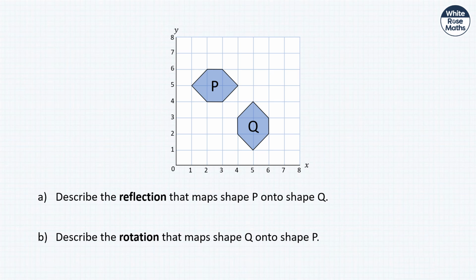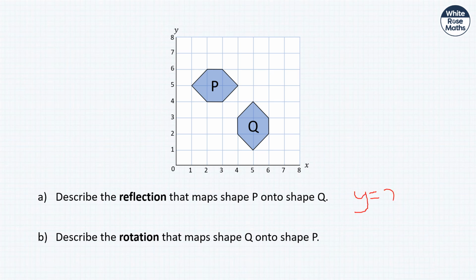Describe the reflection that maps shape P onto shape Q. Okay, this one here is a bit more tricky. This one's actually a reflection that is diagonal here. So it's actually a reflection in the line y is equal to x.